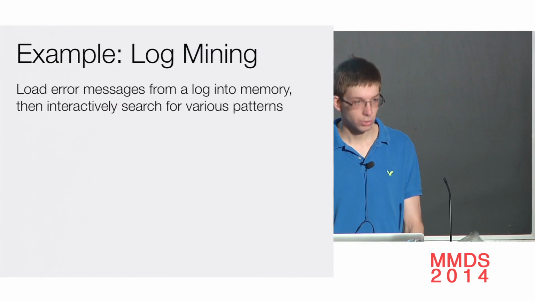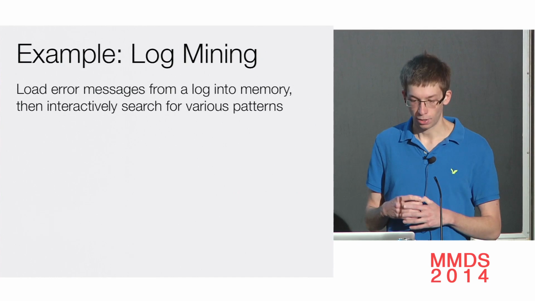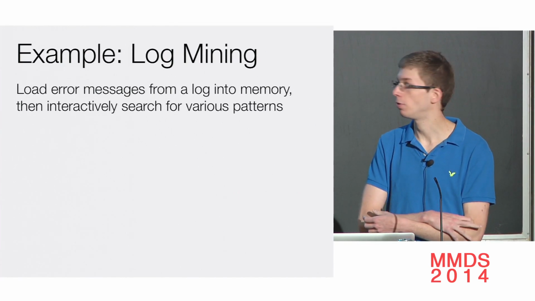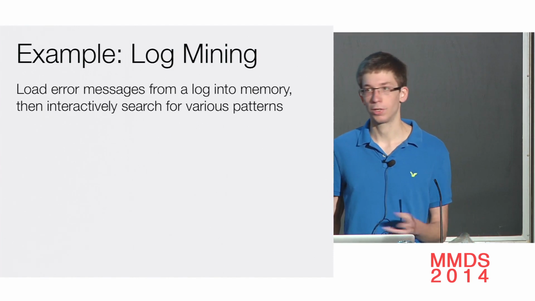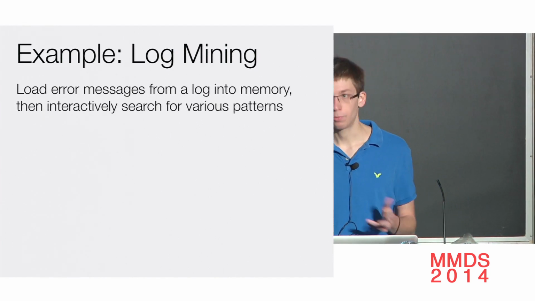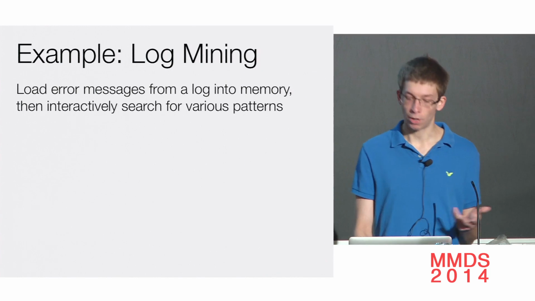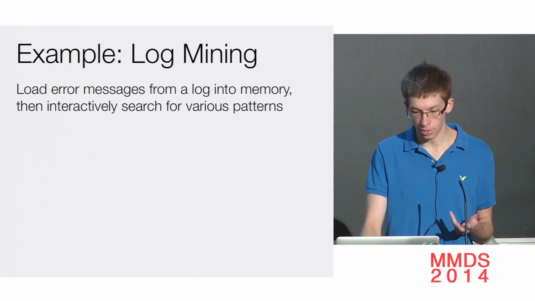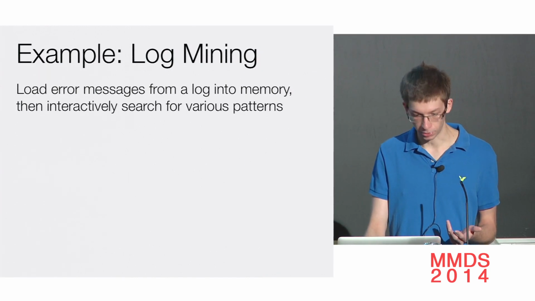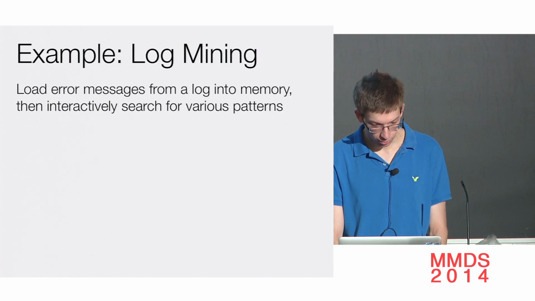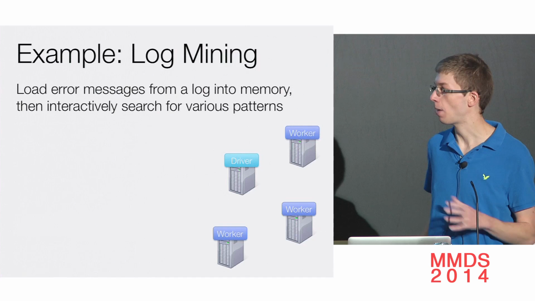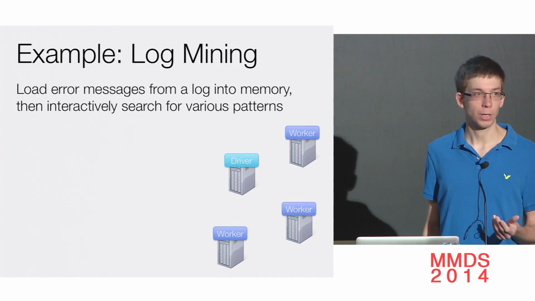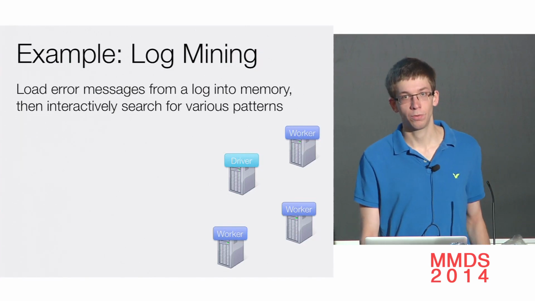Okay. So I'll show a little bit of what this looks like with just a short example you might do on log mining. So here I'm going to use Spark's Python API, and we're going to load error messages from a log file into memory, into an RDD, and then search for different patterns in them. So here's the cluster that we'll be running on. We have a master node called the driver and a bunch of workers. And then I'll show the code that you type in.